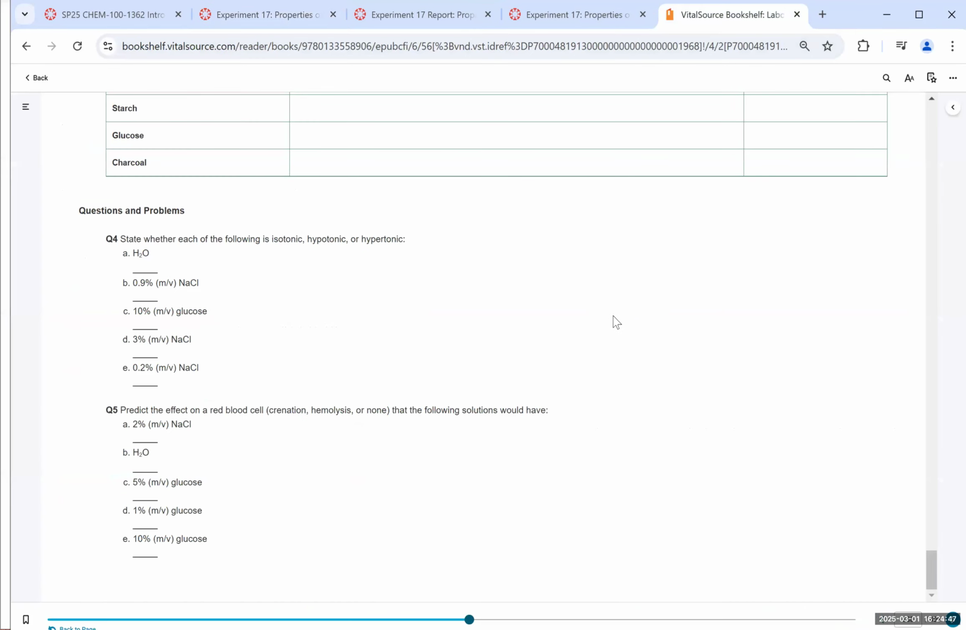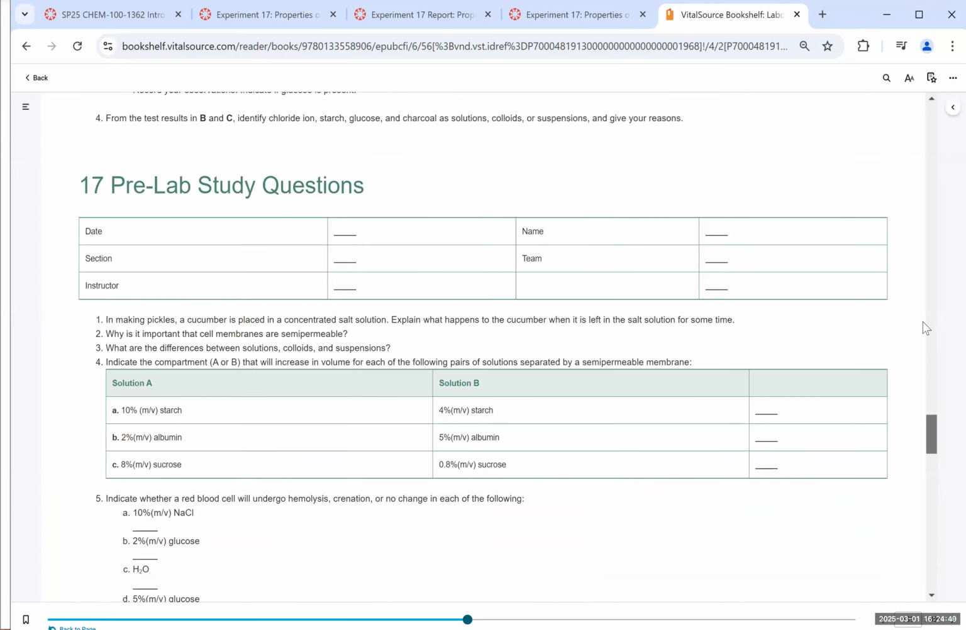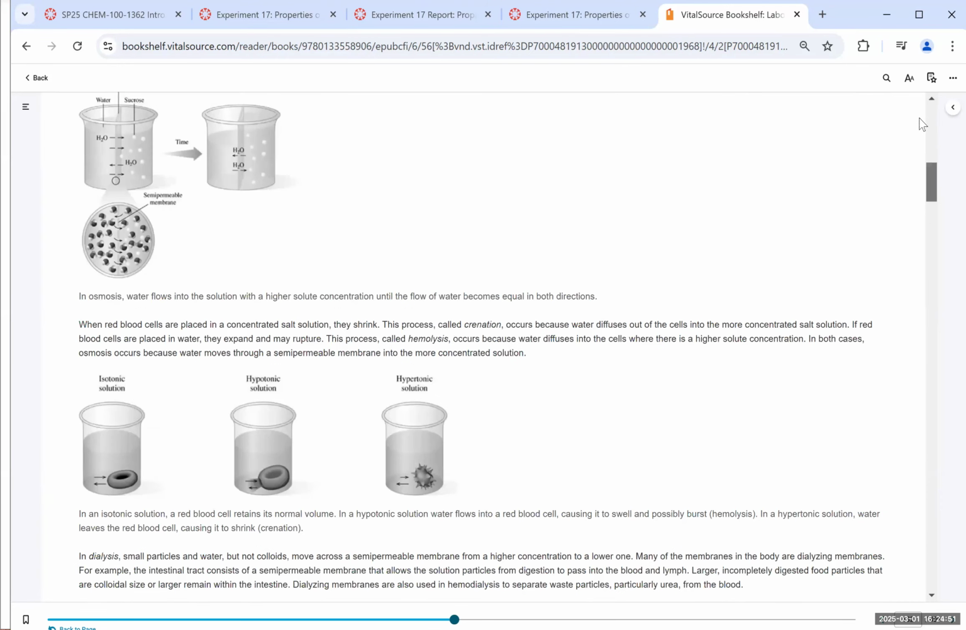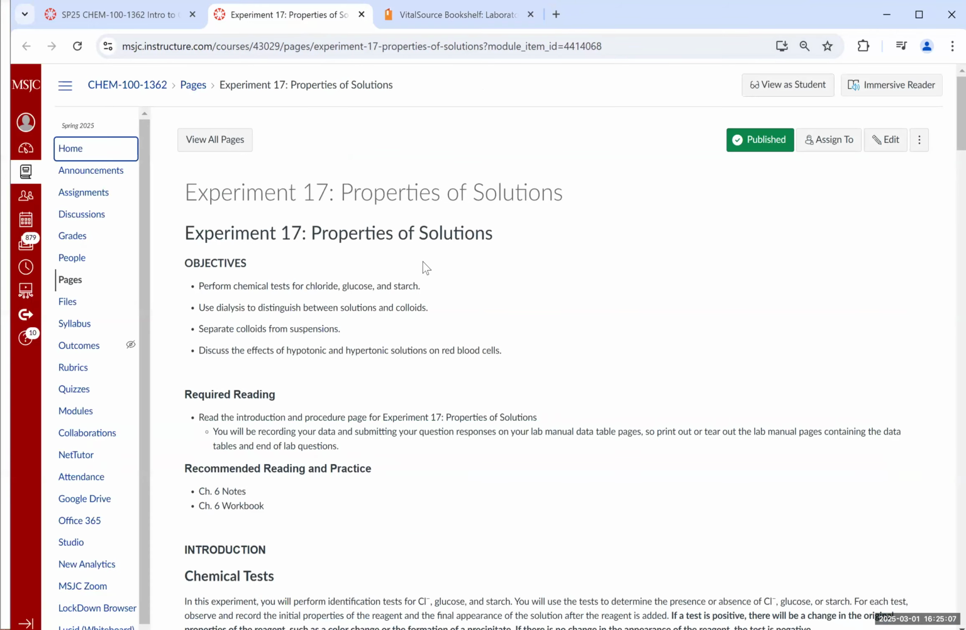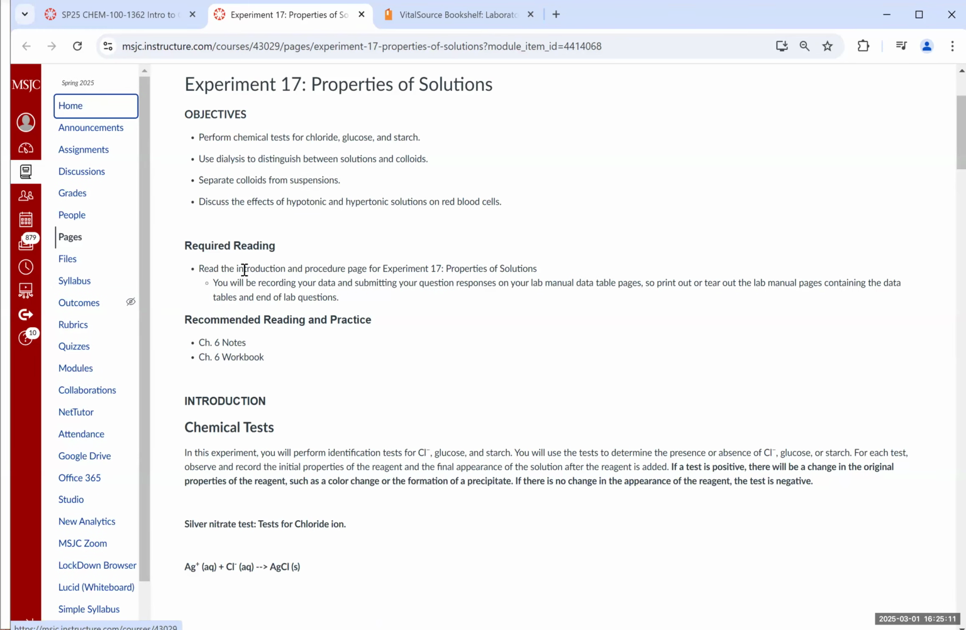For reference, here is experiment 17 in the lab manual. Experiment 17, properties of solutions. We're going to be going through this lab together, and we'll be discussing and interpreting some of the videos and data provided as part of this lab. So first and foremost, if we go to the experiment page, we have some recommended reading. So we want to read through the introduction section.